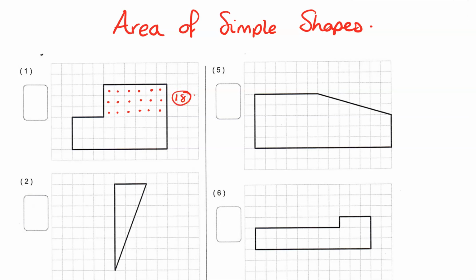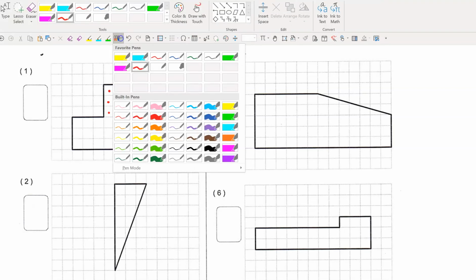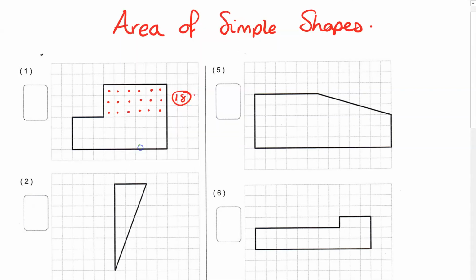You could go in with a different colour if you wanted to. Let's go green. 1, 2, 3, 4, 5, 6, 7, 8, 9, 10, 11, 12, 13, 14, 15, 16, 17, 18, 19, 20, 21, 22, 23, 24, 25, 26, 27. So I've got 18 red dots, 27 green dots, so that's 30, 45.